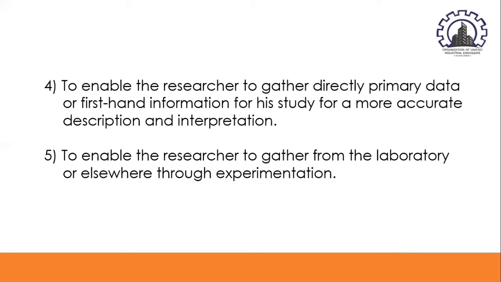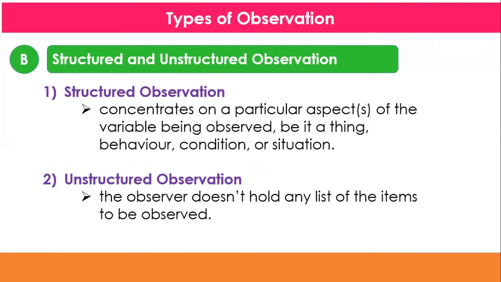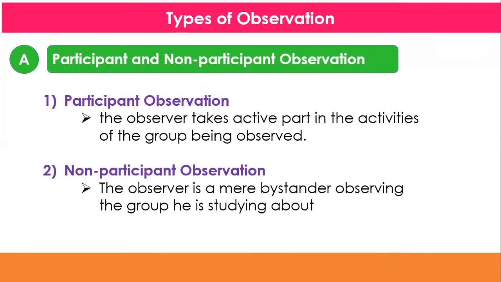Now, aside from purposes of observation, we also have types of observation, and types of observation are divided into three parts. First, we have participant and non-participant observation. Second, we have structured and unstructured observation. And finally, we have controlled and uncontrolled observation. Now, in order for us to better understand each of these types of observation, let us discuss them one by one, starting with participant and non-participant observation.